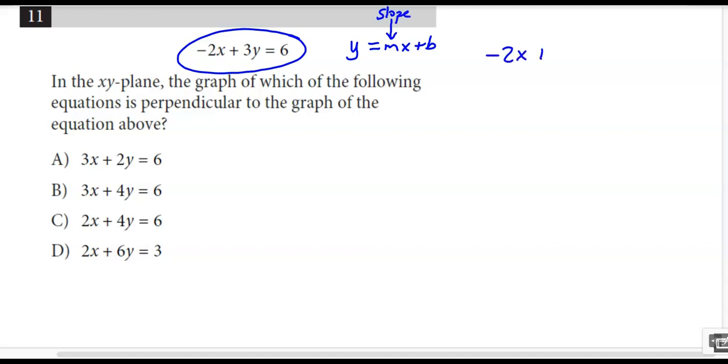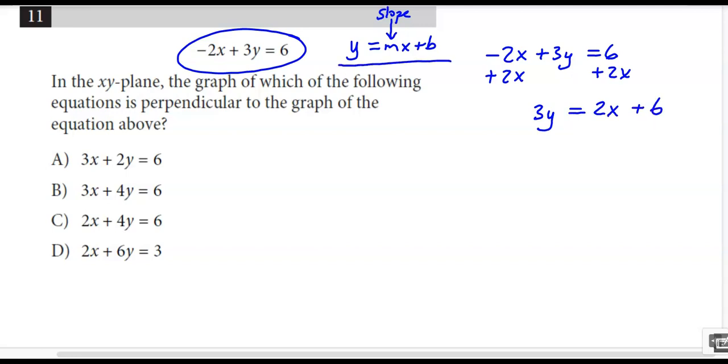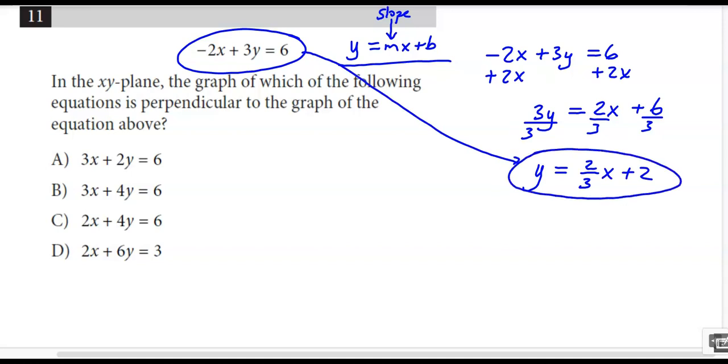I have negative 2x plus 3y equals 6. First thing I'm going to do is add that 2x to both sides. And I end up with 3y equals, and I like to put the x term in the front just so it looks more in this format. My next move is I need to divide everybody by 3. So that gives me y equals 2/3 x plus 2. So these two are the same line. It's just written in a little bit better form because now I can see that the slope is 2/3.